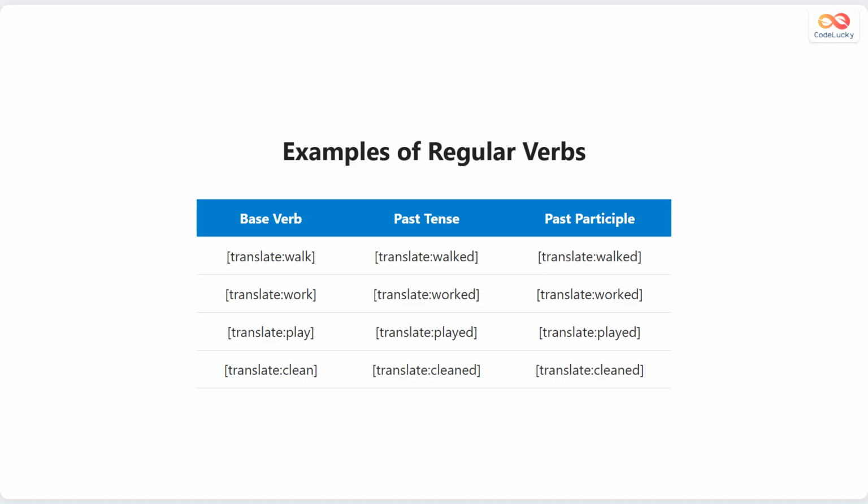Let's look at some common examples. The base verb walk becomes walked, and the participle is also walked. The same pattern applies to work, which becomes worked, and to play, which becomes played. Clean becomes cleaned. In all these, the past participle and the past tense have the same form ending with ed.